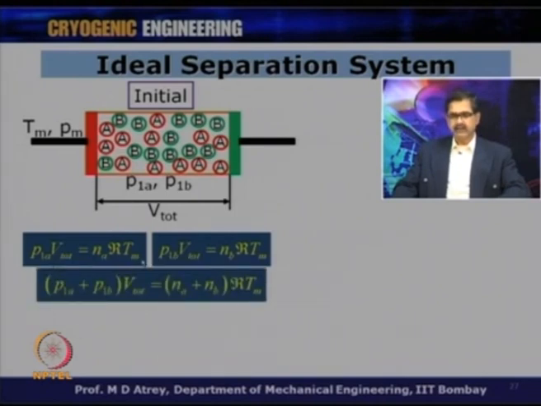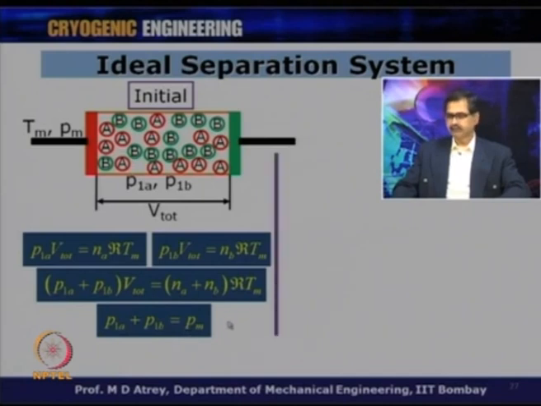If I combine them together, P1A plus P1B into V total is equal to Na plus Nb into R Tm. So, PV is equal to nRT, I am applying for gas A and gas B and also for the mixture of gas A plus gas B. Note that the volumes are always the same, because A and B together are occupying the same volume and individually also are occupying the same volume, meaning P1A plus P1B is equal to Pm. That is what we have been talking about.